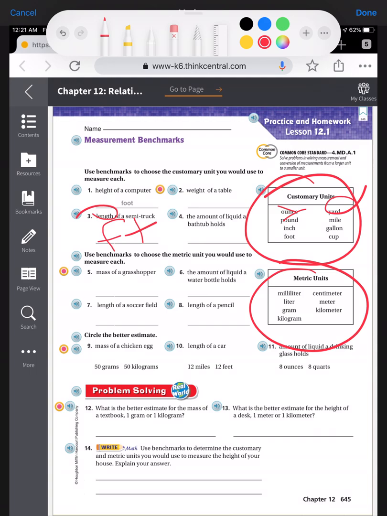The amount of liquid a bathtub holds. Well, we can eliminate all those ones we were talking about for the length of a semi-truck, because that was length. This is the amount of liquid it holds, its capacity, how much a bathtub holds. We would have to look at gallon or cup here. That's our only two choices. If we measure in cups, that's only 8 ounces. But a gallon, yeah, gallons. Gallon for a bathtub.